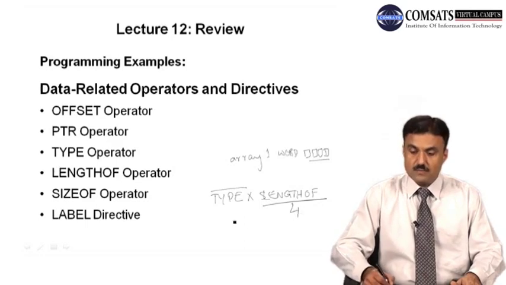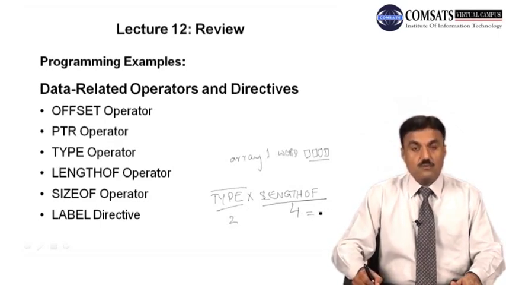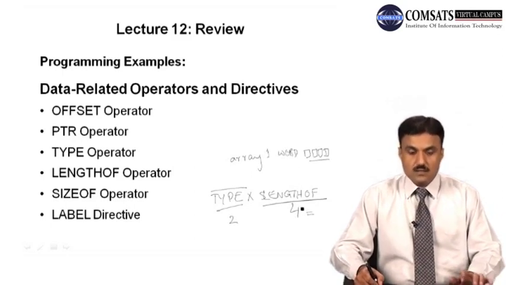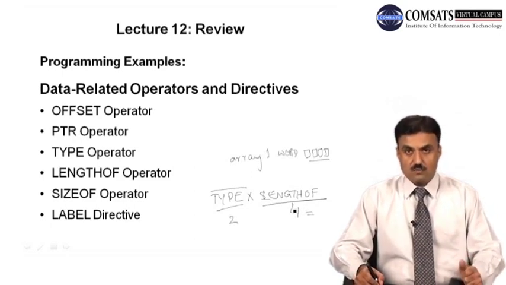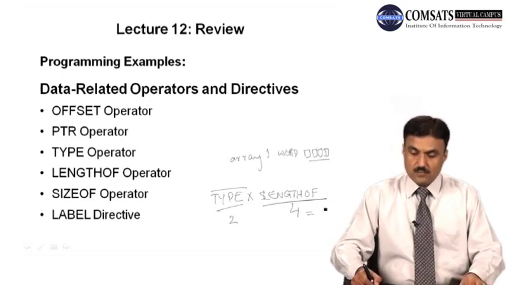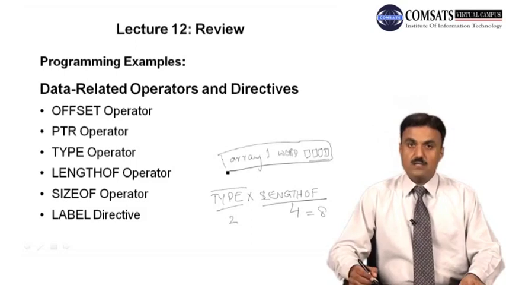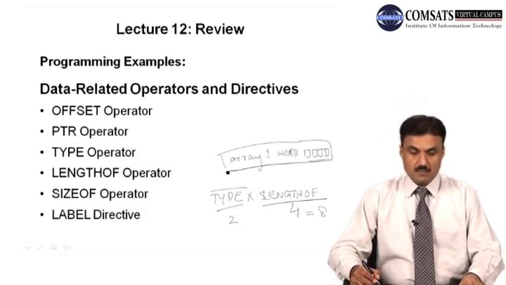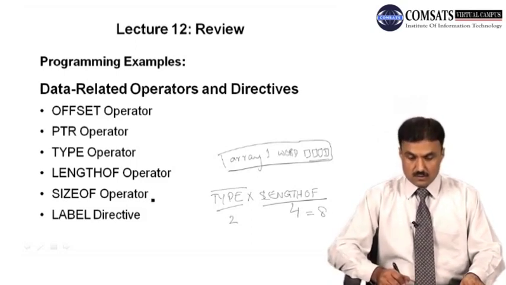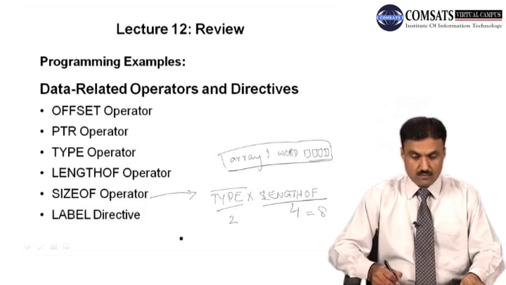For example, 4 elements. The type operator will give us the type; word is 2, so it gives the number of bytes that this variable occupies inside the memory. So 4 multiplied by 2 is equal to 8. So the total size of this variable array 1 inside the memory is 8 bytes. We also saw some examples regarding the size of operator.